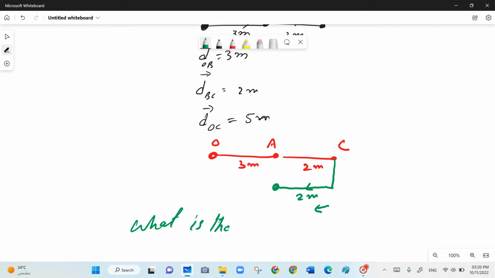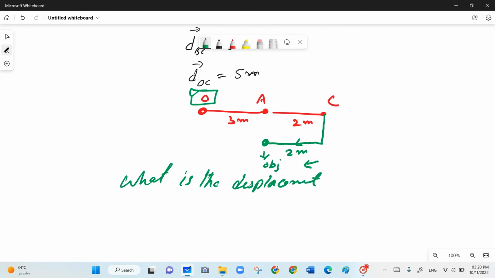What is the displacement? Mean when the object is here, this is the object, the moving object, reach at that place. This is the origin. So what is the displacement? I'm sure that you know it. So what can be the displacement?